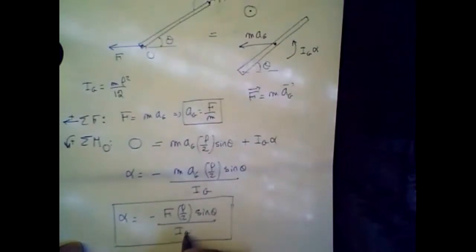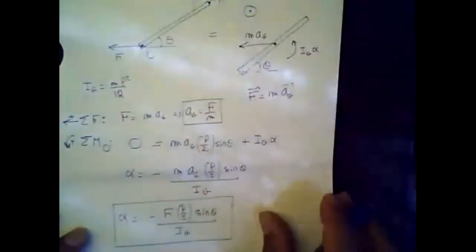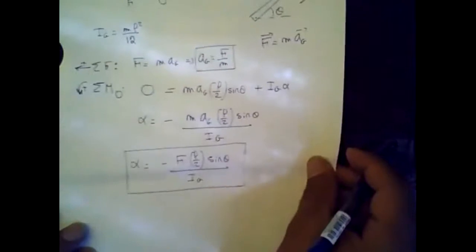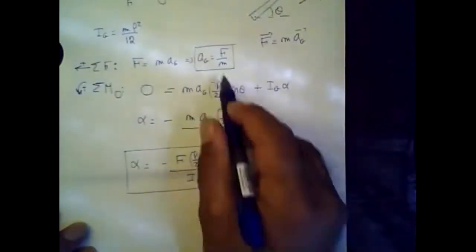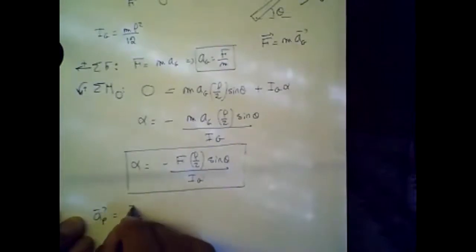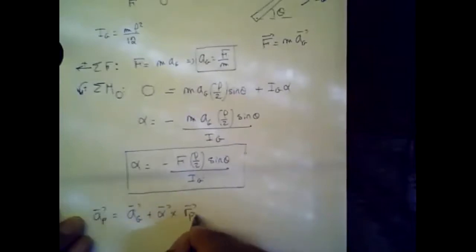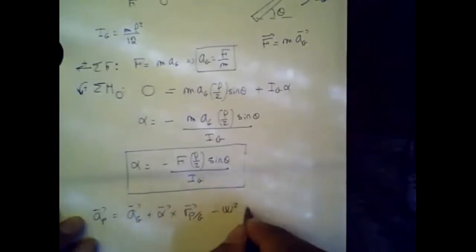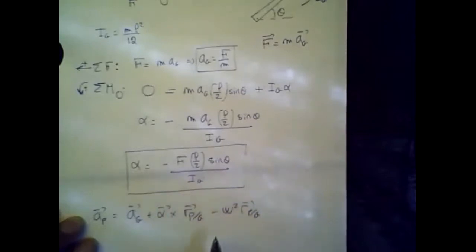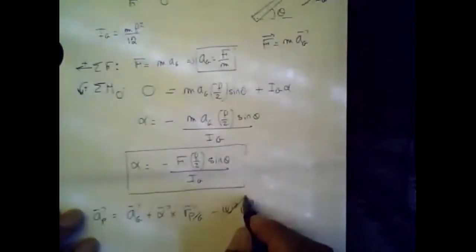And then ultimately IG, you just replace it by ml squared over 12, and you have alpha, and then you have AG. If I want to get the acceleration of point A, how do I get it? So now I have alpha. This is the final answer of alpha, and then I have AG. So I'm going to say AP is equal to AG plus alpha cross R P with respect to G minus omega square R P with respect to G. So now if I'm asking you to find the acceleration of point P as soon as the force is applied, meaning that omega squared is 0.